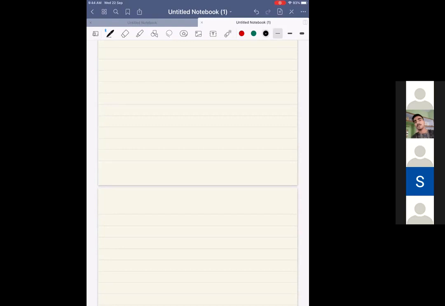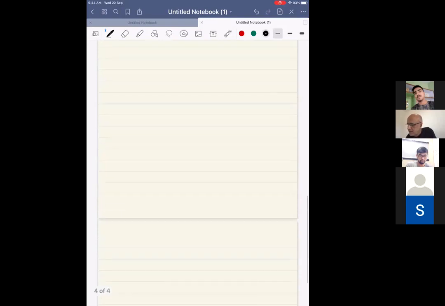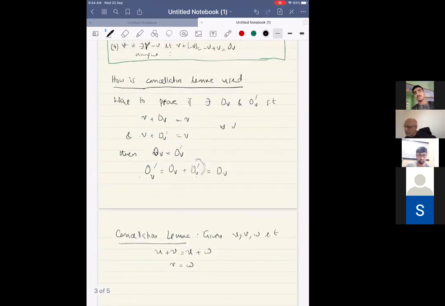Okay. Shakti, you want to ask something? Your hand is up. In the previous proof, did we just use the converse of the axiom, like v plus 0v is equal to v? No. Forget about that. In fact, the proof was simplified. First of all, do you agree that this is what we want to prove? We want to prove this.